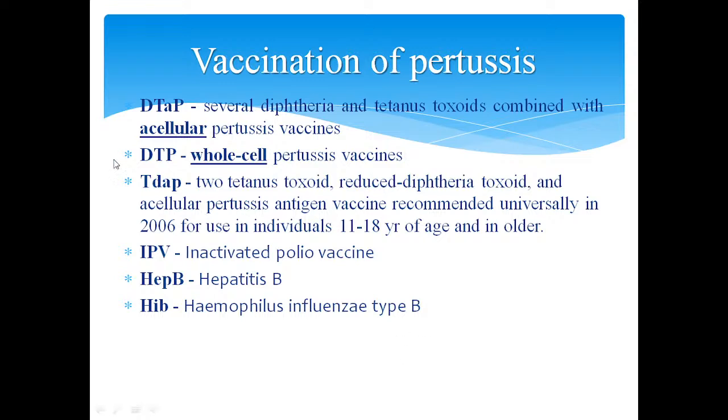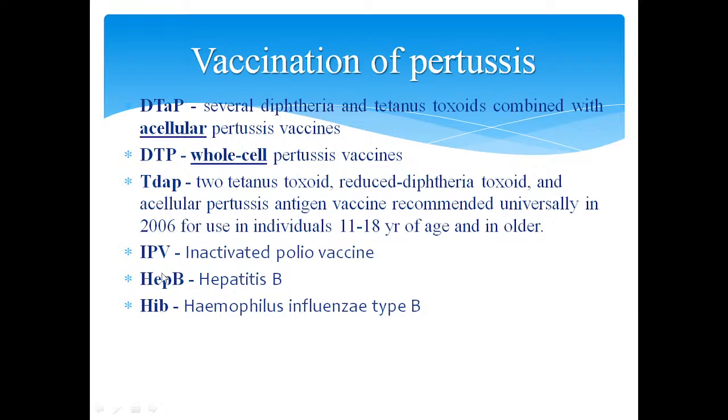And here you see Tdap. That means the full dose of tetanus toxoid and reduced diphtheria toxoid, so once again, not so full as in DTaP or DTP. And acellular pertussis antigens, once again not as big as in DTaP or DTP. It can be used for adolescents and adult persons.